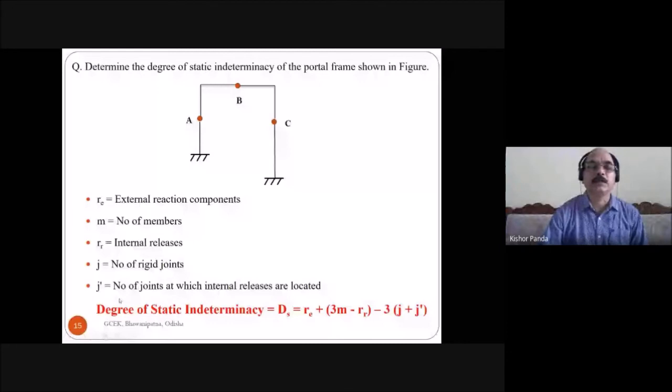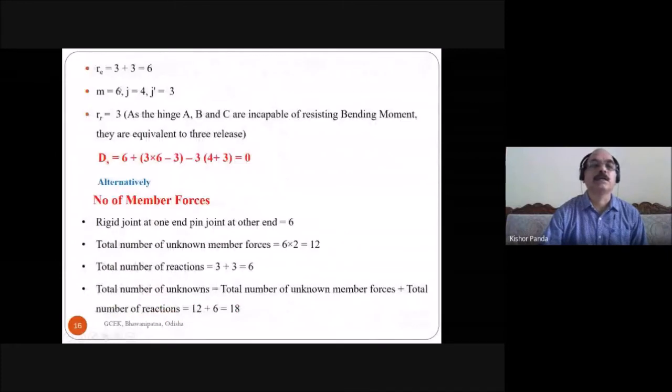Then ZS, the number of joints at which internal releases are located. How many internal hinges and how many internal releases are located? 3. 1, 2, 3. So you have to take ZS is equal to 3. Then using this equation, you can find out the value. So here you see ZS 3, J 4, M 6 are internal releases. At the hinges A, B, C are incapable of resisting bending moment. They are equivalent to 3 releases. So DS is equal to 0.